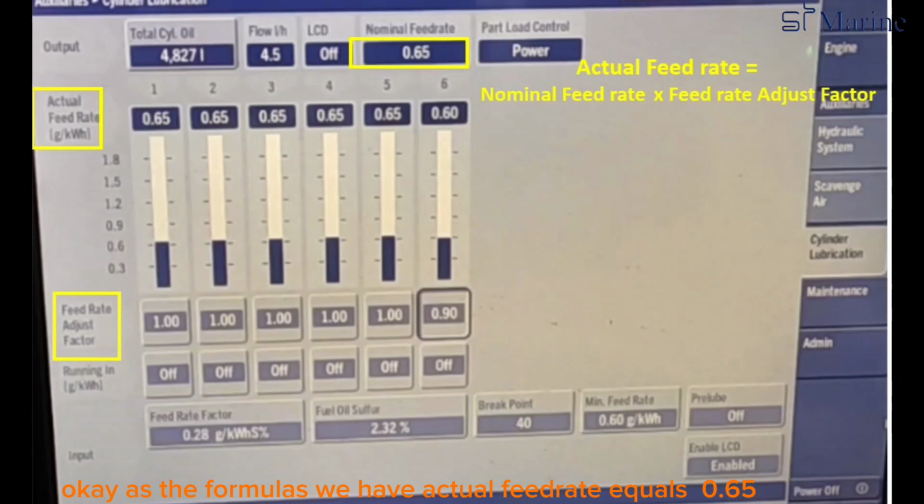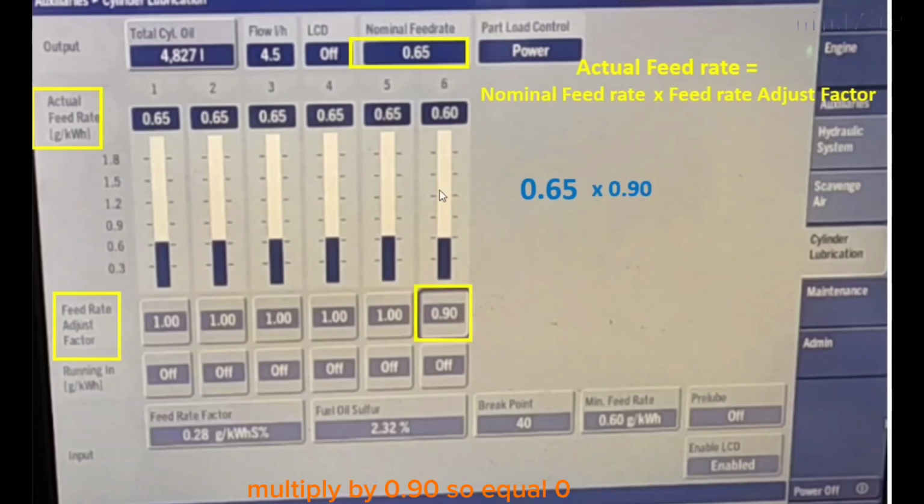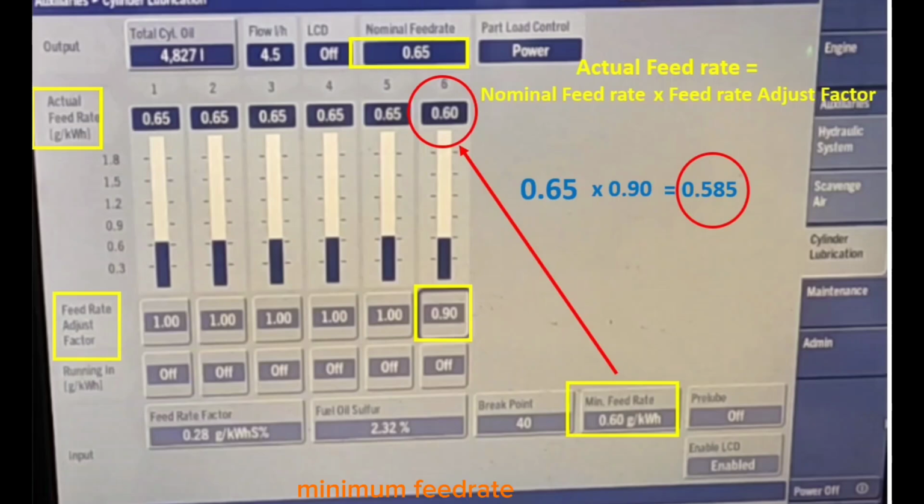Okay, as per the formula, we have actual feed rate equal to 0.65 multiplied by 0.90, so equal to 0.585. In this case, the minimum feed rate is already used instead of the nominal feed rate.